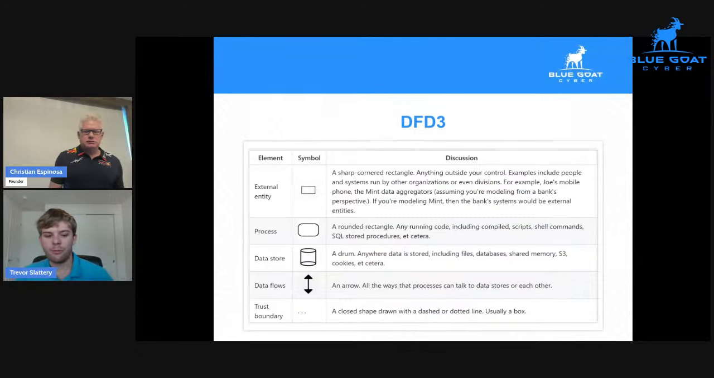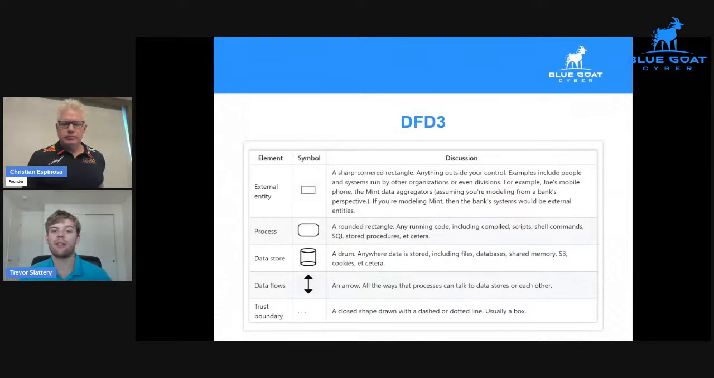So as I mentioned before, DFD3 standard can be pretty high level. We're looking at 5 main shapes. So an external entity, that's going to be anything outside of control. That would be a thumb drive you can insert into the device, an actor who interacts with the device. All of these would apply, and that's just going to be the sharp rectangle.